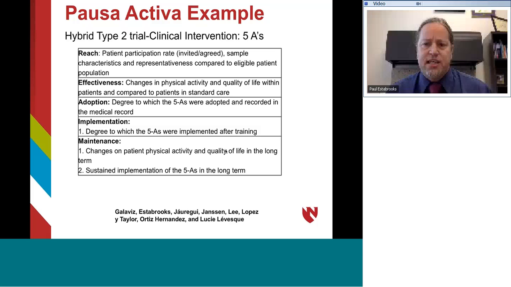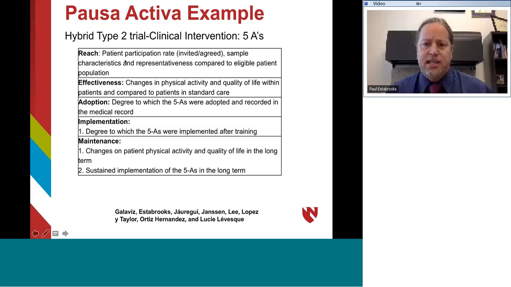So if you look at this one, again, I'll use my little pointer here. You can see our clinical intervention here was the 5 A's. Most folks hopefully are familiar with the 5 A's of behavioral counseling that start with the assessment of the patient all the way through arranging to follow up on goals that have been participatorily set. And so the 5 A's was really what we wanted to try and test within the family medicine practices in the Jalisco province in Mexico.